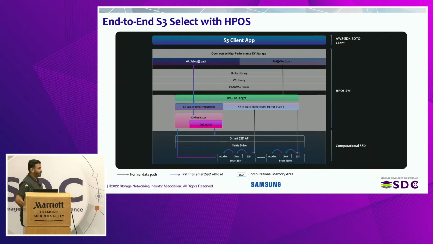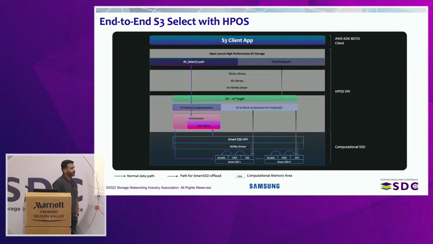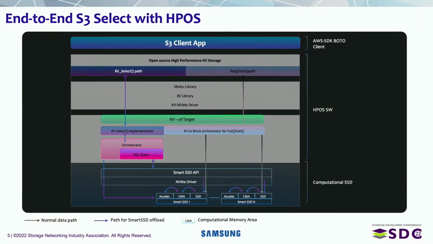So let's talk about the first one. The first one we have implemented as a solution is S3 Select. At this point, we have only implemented one function, but again, the idea is to showcase that it can be used for S3 Select.